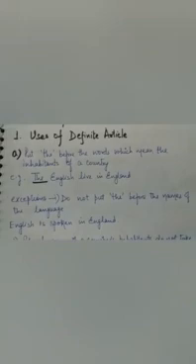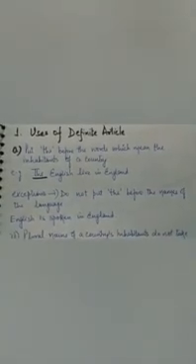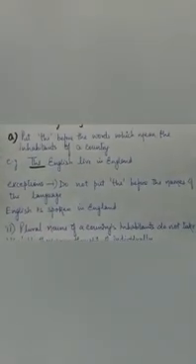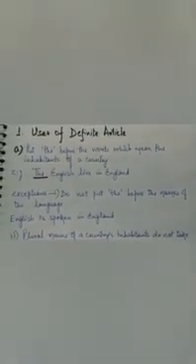Alright. Children, now we are going to study about the definite article the in detail. First of all, we will see its uses. Along with the uses, exceptions are also mentioned. So first we see point A, put the before the words which mean the inhabitants of a country. Example, the English live in England. Clear? Now let us see the exception. Do not put the before the names of the language. Means here in the above sentence, English was the nationality, but here it is the language. So the is not mentioned before it.